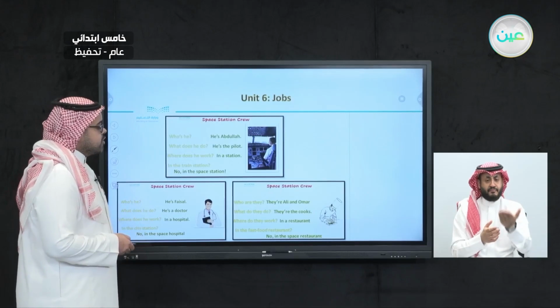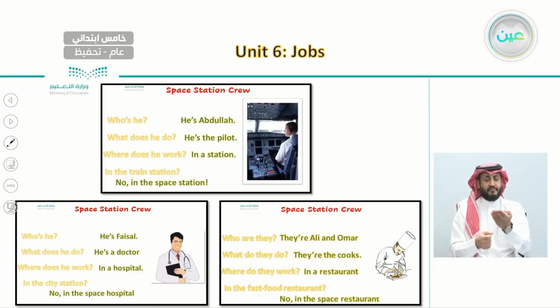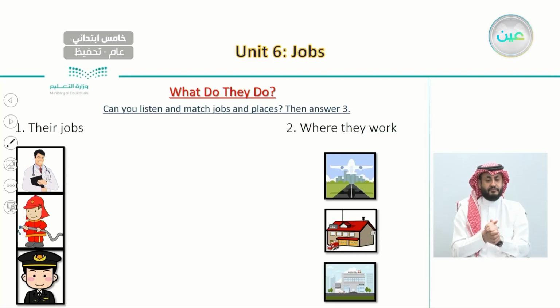So this is a quick review of our chant, where we got to know Abdullah the pilot, Faisal the doctor, and Ali and Umar the cooks. Not only this, but we also answered the main question, which is, what do they do? In this lesson we listened to the descriptions of different people about what they do, and then we matched the pictures with the places where they work.